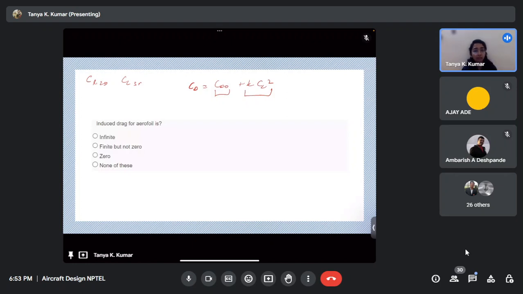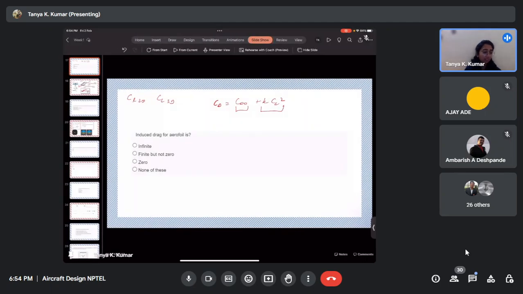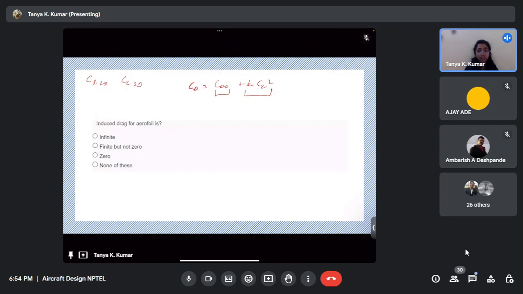Okay, so for an airfoil, that value doesn't exist. So there are no vortices produced at the tips of an airfoil. Airfoil is a 2D cross section of the wing. It's also referred to as a wing of infinite span. So what happens if you have infinite span is that you have no tip. And if there are no tips, there are no wingtip vortices. And if there are no wingtip vortices, you have no induced drag. There is no change in the angle of attack, there is no induced angle of attack, there is no induced drag. So that K CL square term becomes 0. So induced drag for an airfoil is 0.